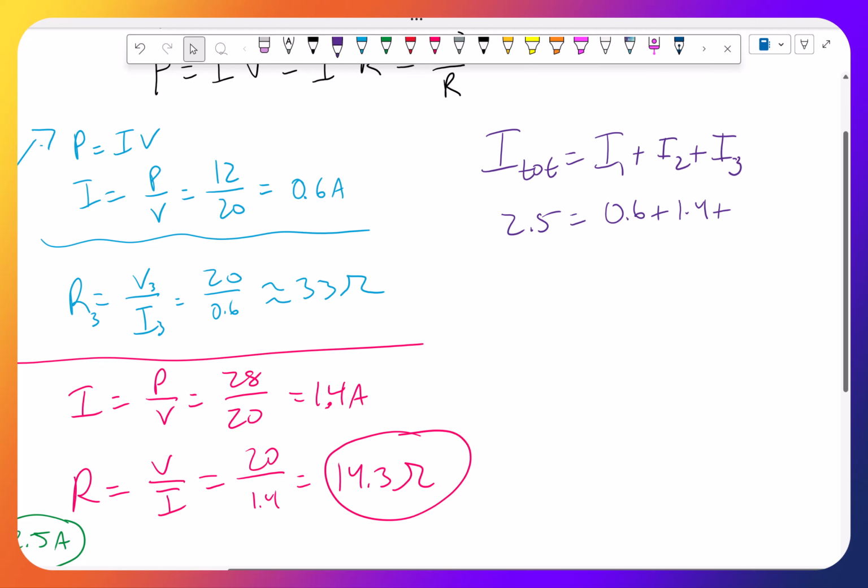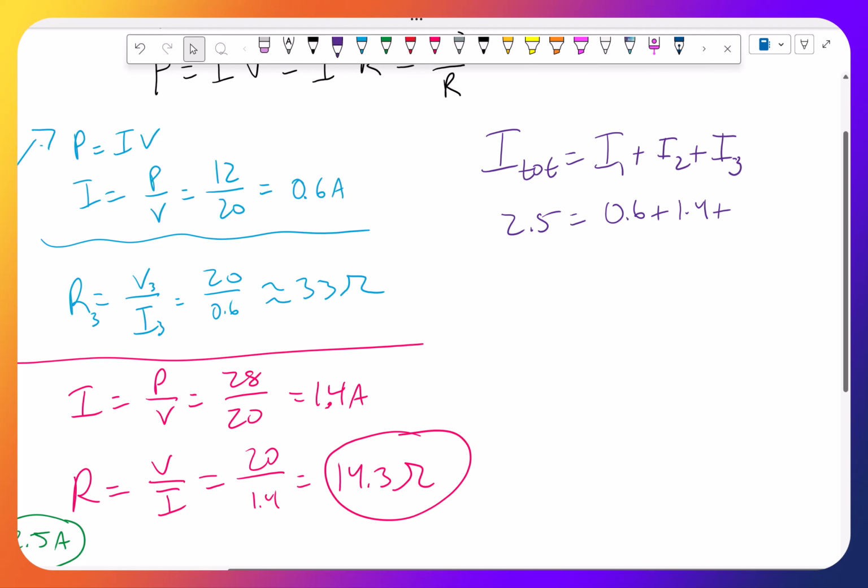Let's see, what does that come out to? 17 plus 12 plus 7. 36. So I get 36 ohms for resistance, and that's what this is equal to. So this is 36 ohm resistance. And then the battery is still the same. It's still going to be 18 volts.